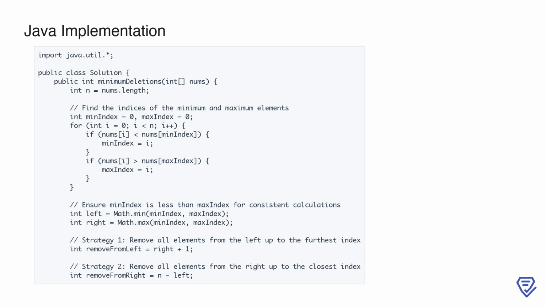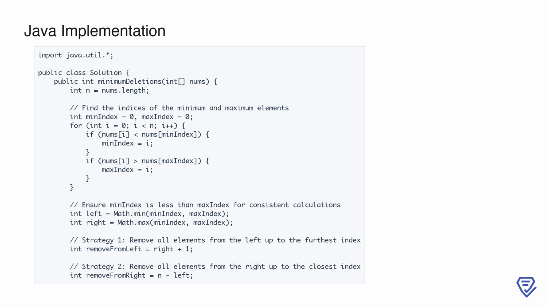Using a loop, we iterate through the array to find the actual indices of these extreme values. If we encounter a value smaller than the current minimum, we update min_index, and similarly, if we find a value larger than the current maximum, we update max_index. After identifying these indices, we ensure consistency in our calculations by determining the smaller of the 2 indices as left and the larger as right. With these indices in place, we can now begin to evaluate different strategies for removing the elements.